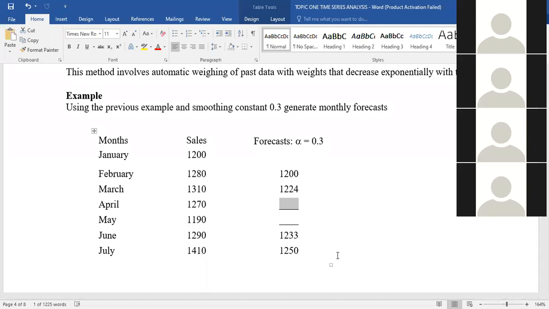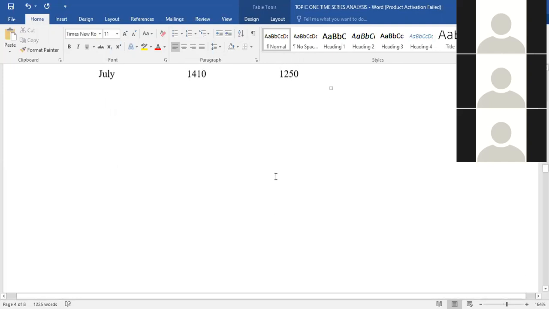Other people should be working on May. 1249.8. You're getting 1249.8? We round it off to the nearest whole for purposes of this example, so it will be 1250. Now for May, we have the old forecast, which is 1250. So it will be 1250 plus 0.3 into 1270 minus 1250. Get the figure for me. 1256.